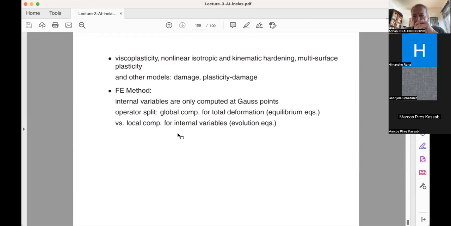So this is roughly what I wanted to say for today. And tomorrow we'll take this step into fracture and try to build on top of it. Okay.